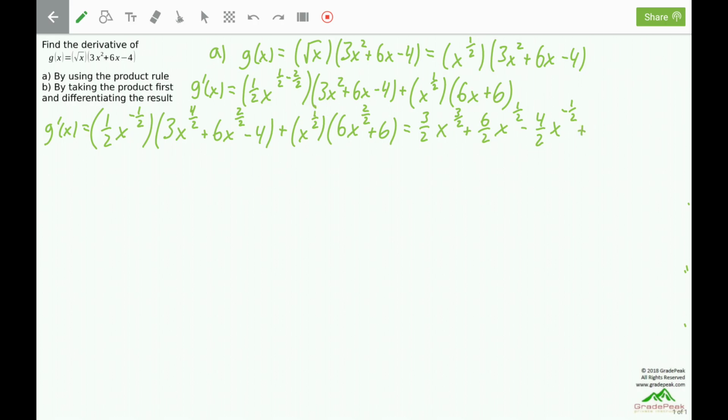We're now going to distribute the x to the 1/2 into each of these terms. The first one will be 6x to the, add the exponents, 1 plus 2, 3/2. The second term, the plus 6, doesn't have an x with it, so we just multiply by x to the 1/2, so it'll just be 6x to the 1/2. We have some like terms in there. We have 2x to the 3/2, and we have 2x to the 1/2. There's only one x to the negative 1/2, but we will want to combine like terms together here.